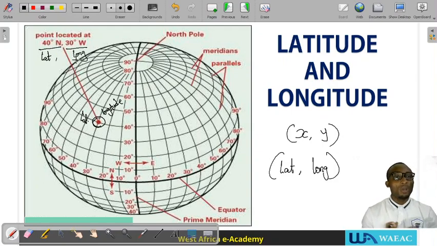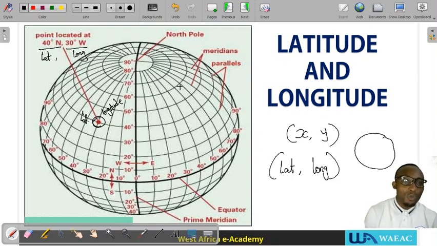So when we are talking about longitude and latitude, there are some basic things we need to know. First, we need a sphere, but we are going to use a circle because our working area is a plane surface and we can't draw a 3D shape. A sphere is a 3D shape, so we are going to use a circle as our sphere. After that, we need our polar axis, that is the line, the pole from north to south.